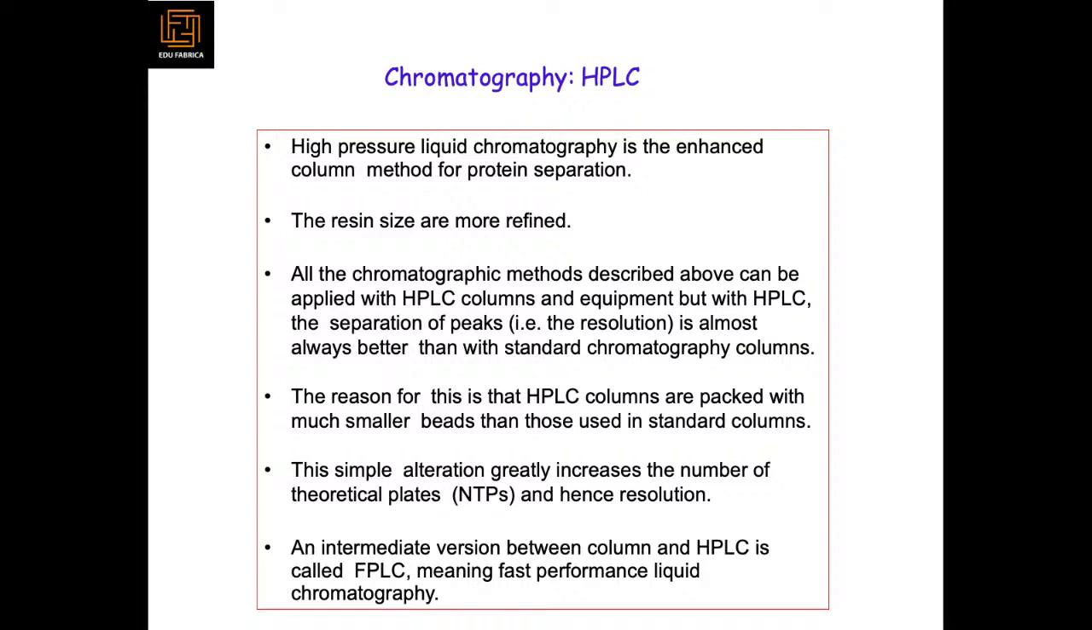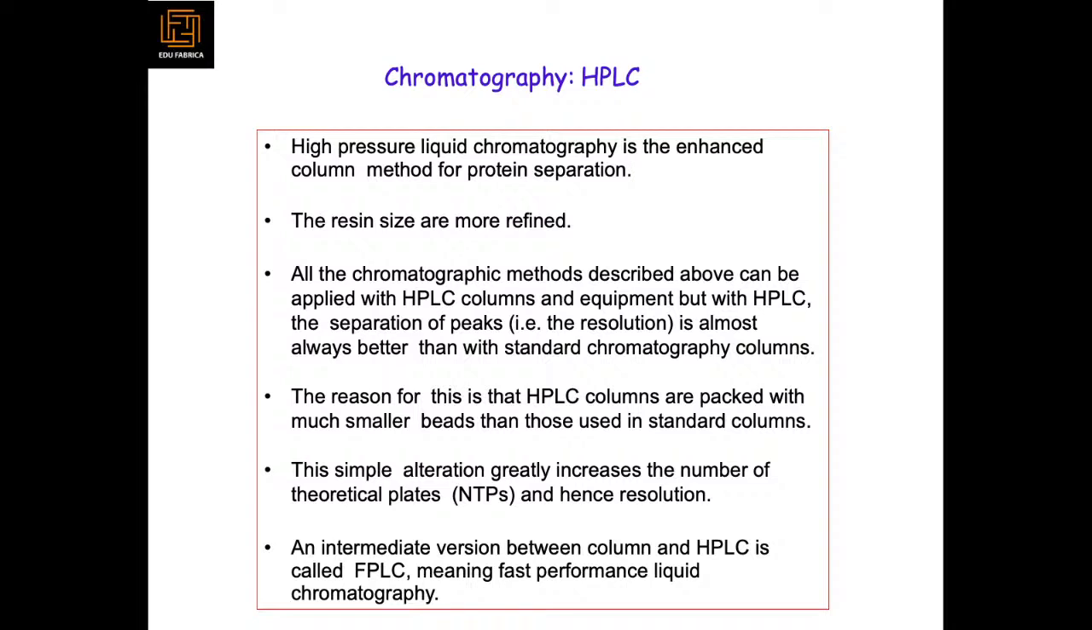The reason is that HPLC columns are packed with much smaller beads than those in the standard columns. This simple alteration greatly increases the number of theoretical plates and hence the resolution. An intermediate version between a standard column and HPLC is called FPLC, meaning fast performance liquid chromatography.